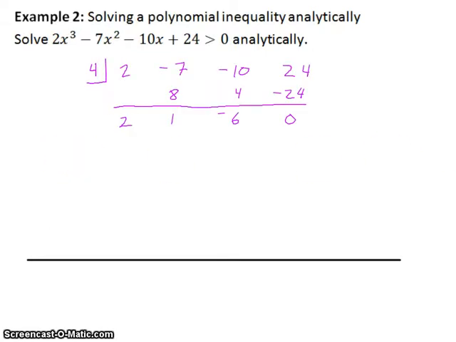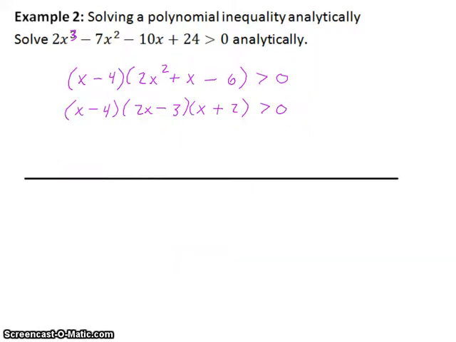So breaking down with the 4 tells us that x minus 4 is a factor. We started with a power of 3, and so this quotient here is 2x squared plus 1x minus 6, which, we're trying to figure out where this is greater than 0, right? And at this point here we have a binomial times a trinomial. We need to figure out how to break down this trinomial, right? It is factorable.